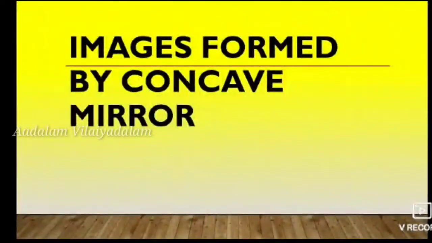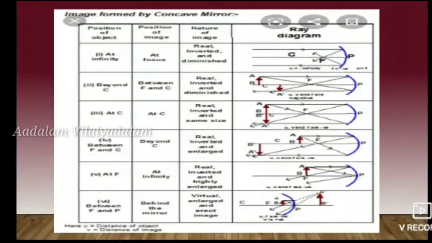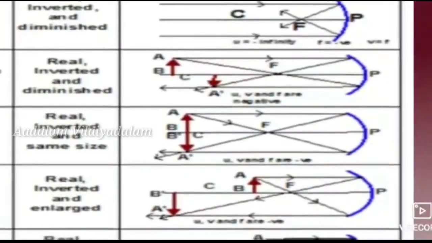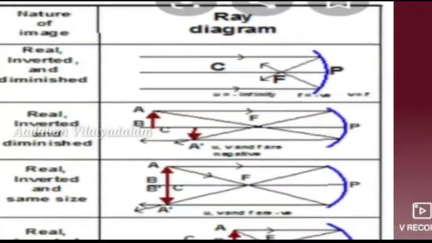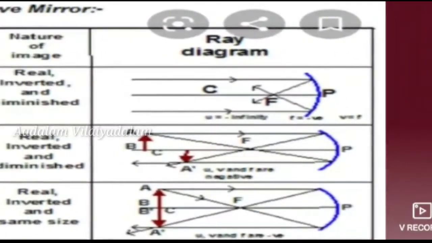Next we will discuss the images formed by a concave mirror. In a concave mirror, at 6 positions we have to place the object, and we'll get the images at 6 different positions. The first one is, the object is placed at infinity. At the infinity place, we place the object, and we will get the image at focus.